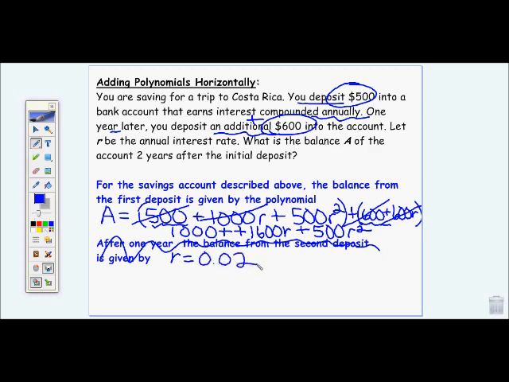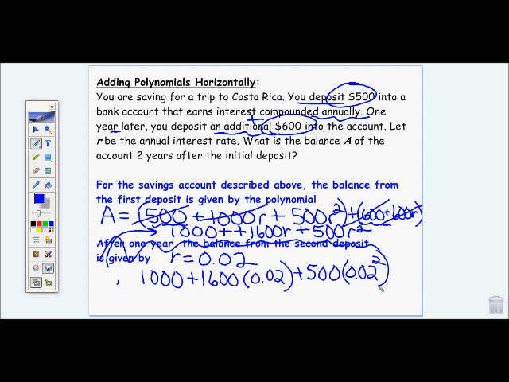So they're going to give you a value for your variable there. If the rate is 0.02 or 2%, we can substitute that into our equation after 2 years. The 2-year one is what we're going to substitute into, our equation right here. So we're going to substitute 1,000 plus 1,600, but we can go ahead and put in our rate now, plus 500. Again, you can put in our rate, but remember we have it squared there.